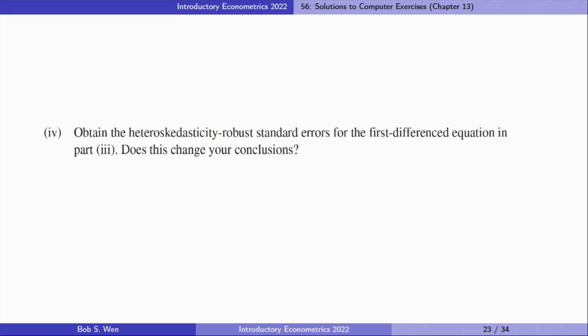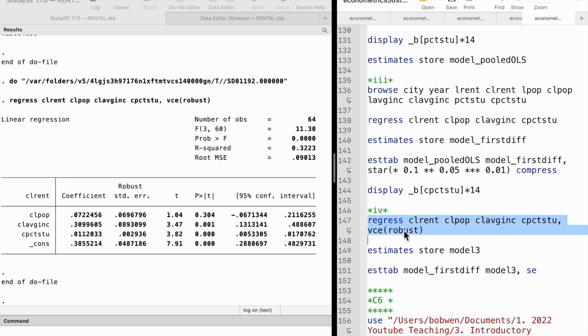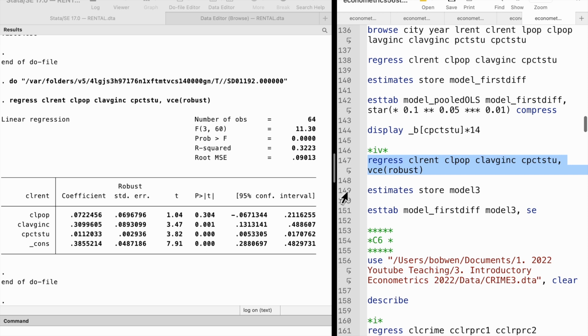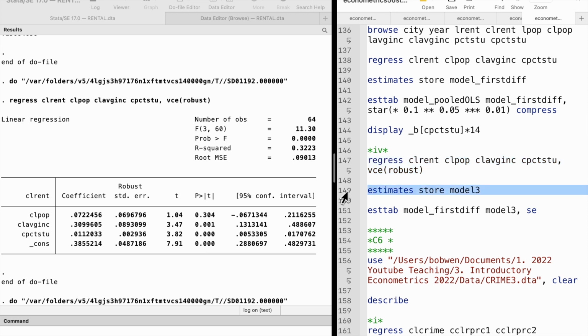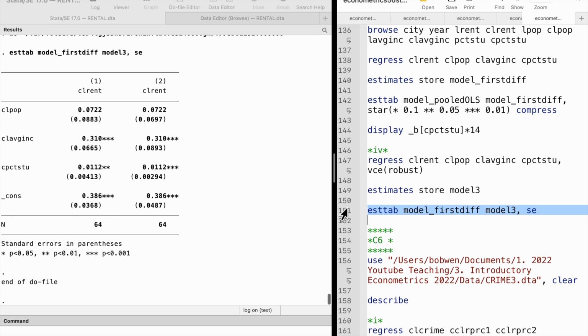In the last part, we obtained the heteroscedasticity robust standard errors for the first differenced equation in part 3. Does this change your conclusions? We use the variance-covariance matrix option to specify a robust standard error. The coefficient on the student population becomes even more significant with a smaller robust standard error.